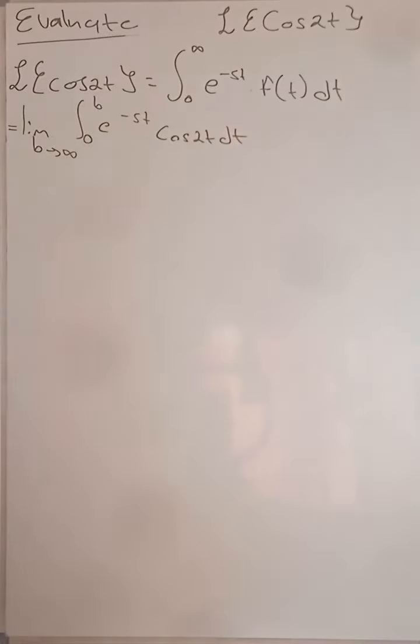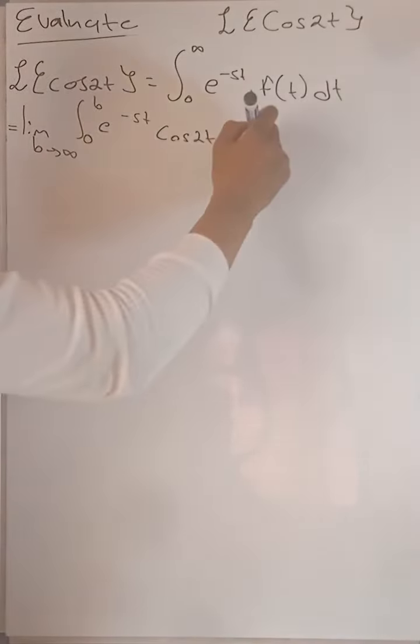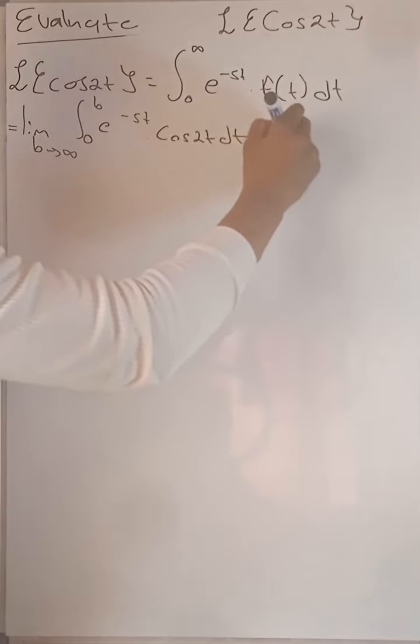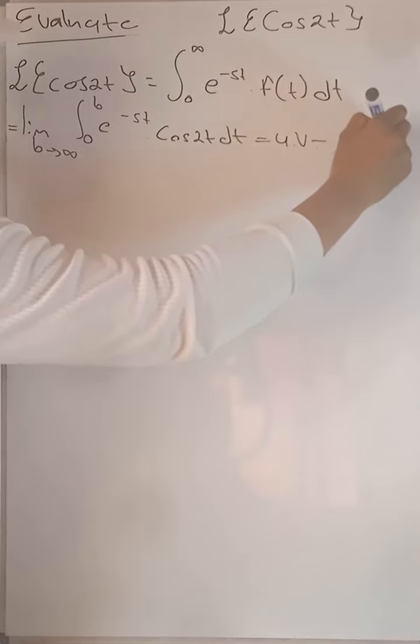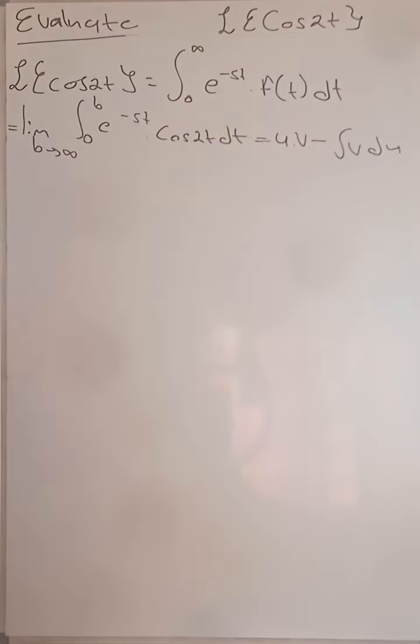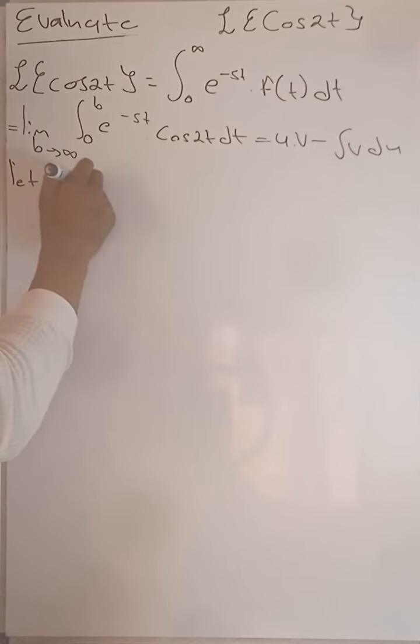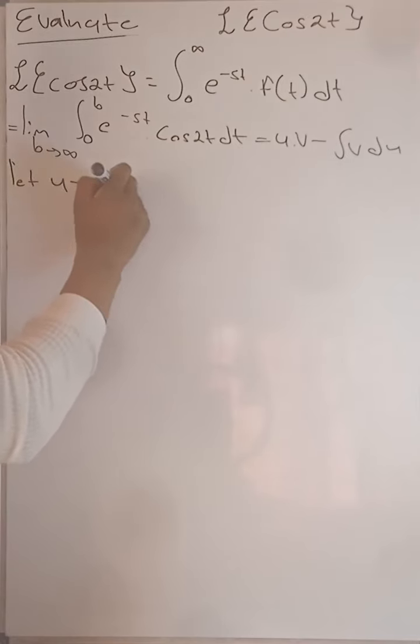But if you check, this is a product of two functions, so we have to integrate by parts. I can just say this equals u times v minus the integral of v du. That is our formula for integration by parts. So I'm going to let my u be equal to cos 2t.